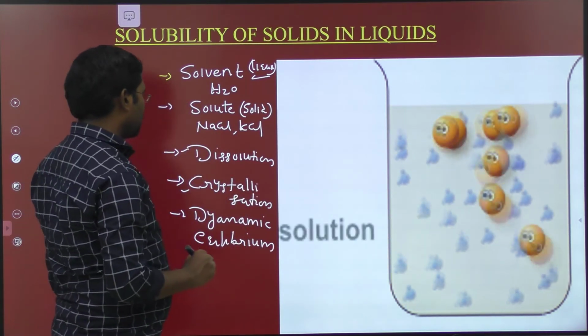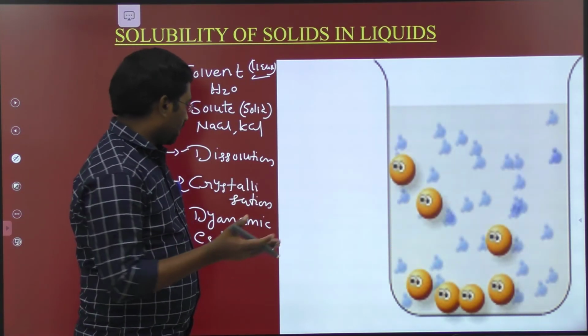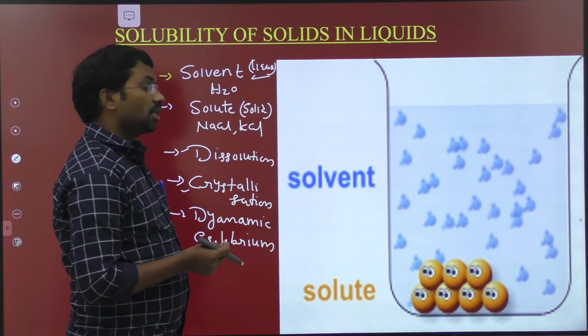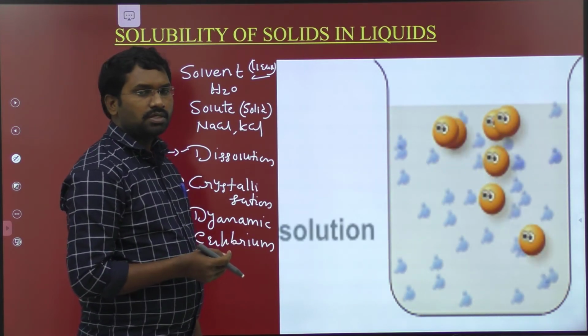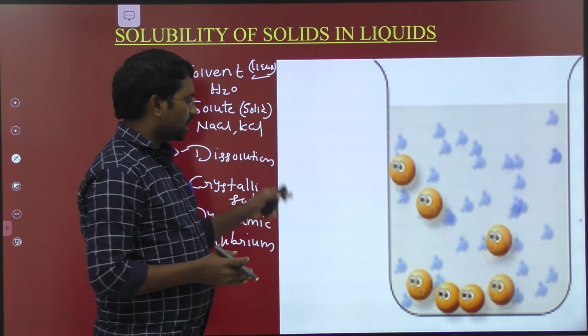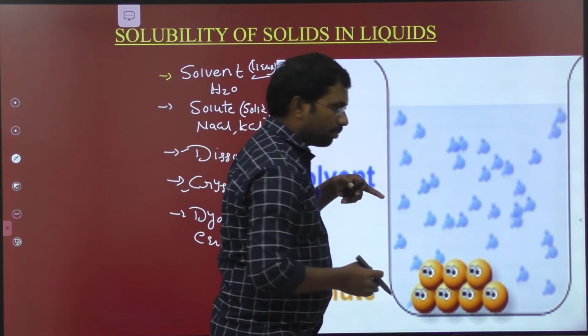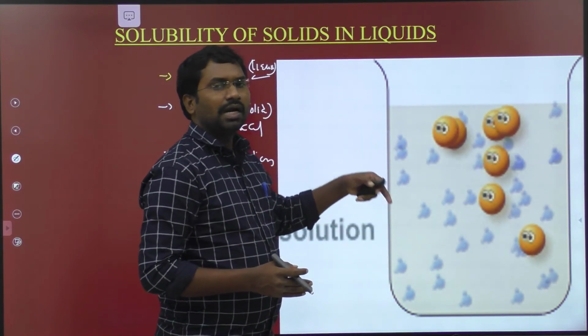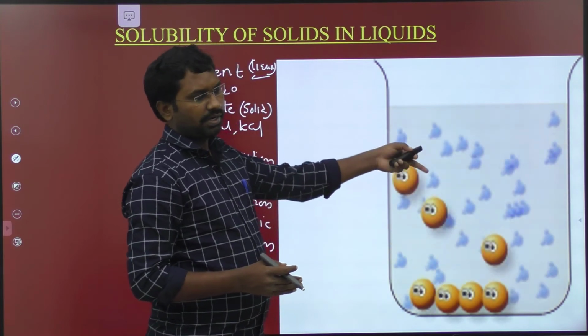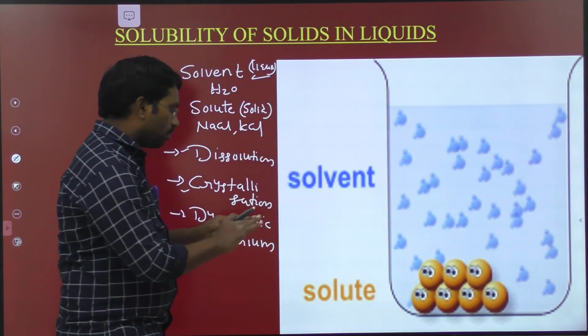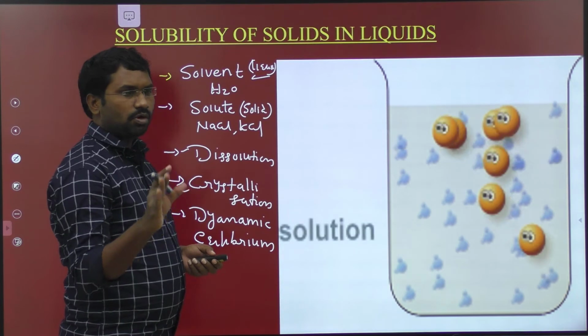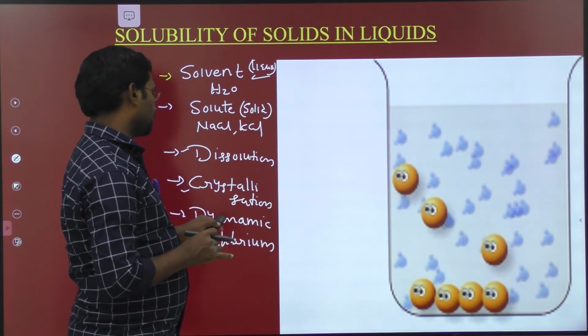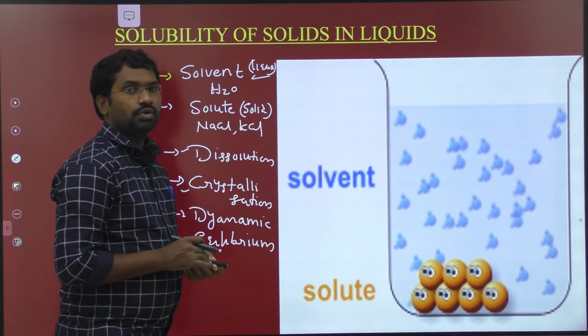So at the dynamic equilibrium position, the rate of the dissolution process and the crystallization process is the same. That means the number of solute particles entering the solution and the number of solute particles leaving and separating as separate molecules are the same. Both rates are equal. Such a state is known as established dynamic equilibrium.